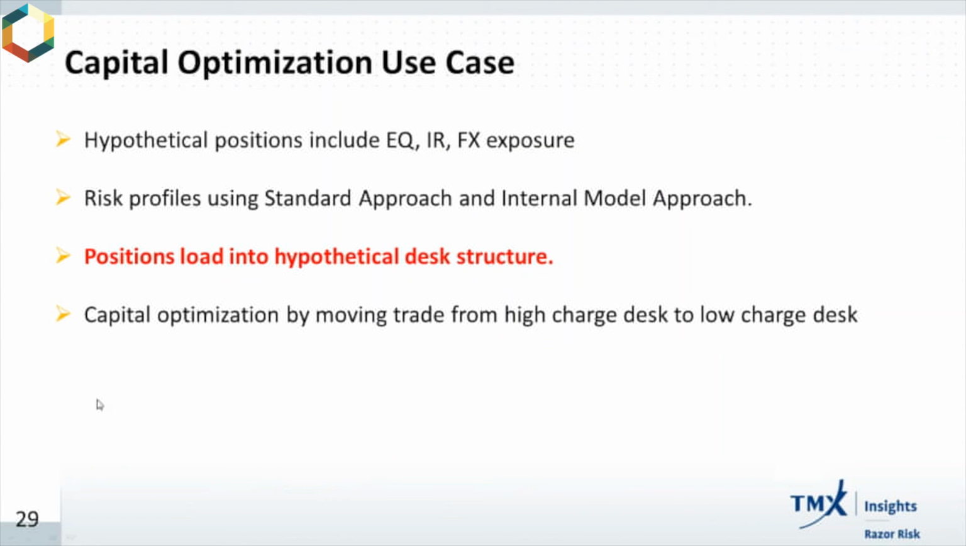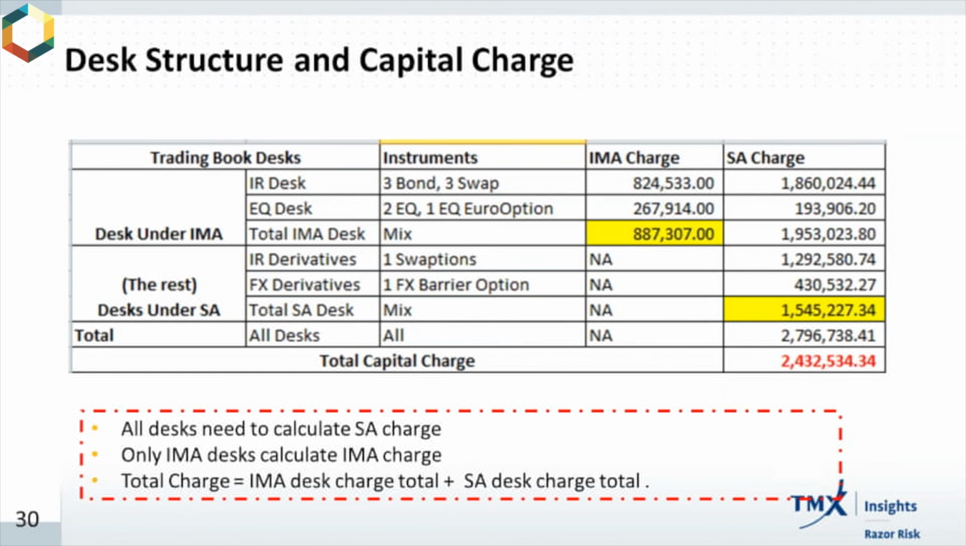And now we load the positions into the hypothetical desk structure. So on the left-hand side, we show the desk structure. The trading book is separated into IMA desk and SA desk. And furthermore, the IMA desk has IR and EQ desks. The IR desk will hold 3 bonds and 3 swaps. And the EQ desk will hold 2 equities and the equity European option.